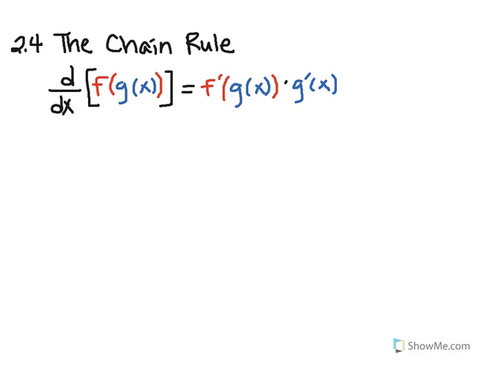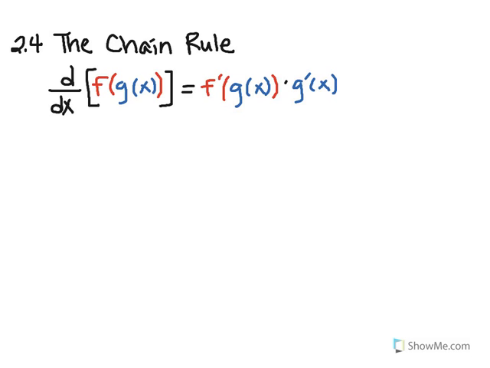In this tutorial, we're going to talk about the chain rule. And the chain rule is used to help derive functions that are functions within a function, like composition of functions. So in this, it says d dx of f of g of x equals f prime of g of x times g prime of x.